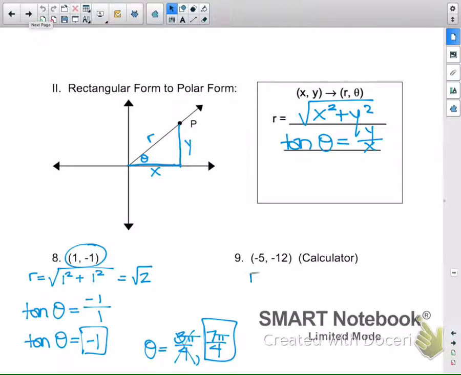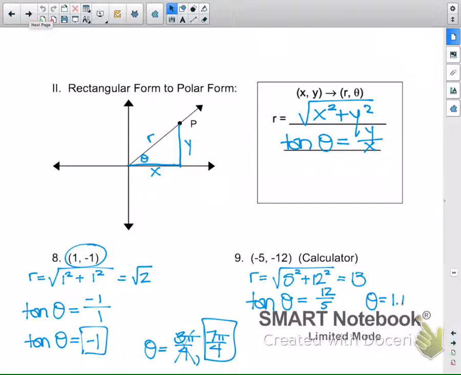So if I do the same thing for 9, it's very easy to do the square root of x squared plus y squared to find your r. This works out to a nice even 13. This one, if I set up tangent of theta is equal to the y over the x, the negatives go away. Is that something you've seen in your chart? No, it's not. Okay. Tangent is positive 12 over 5. What am I going to type in my calculator to find that answer?